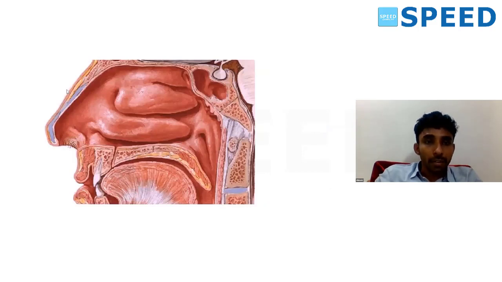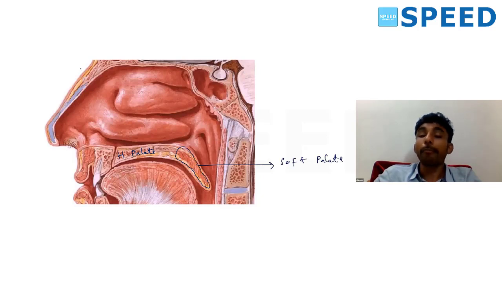Now see this diagram. We are able to see the hard palate, and behind the hard palate you are able to see the soft palate. This structure is called the soft palate, which is composed of 5 pairs of muscles. This is the nose or nasal cavity, and this is the oral cavity, and in the oral cavity you are able to see the tongue.